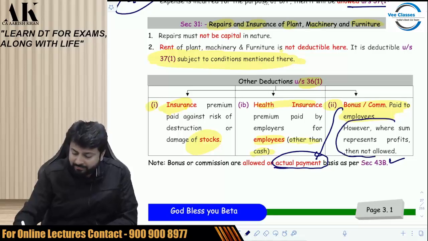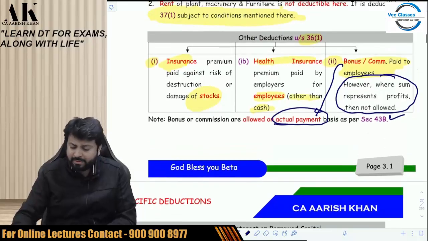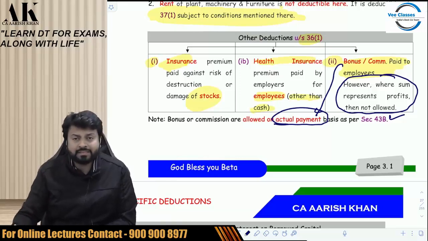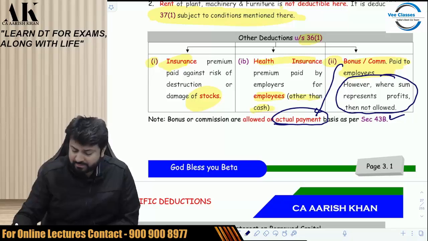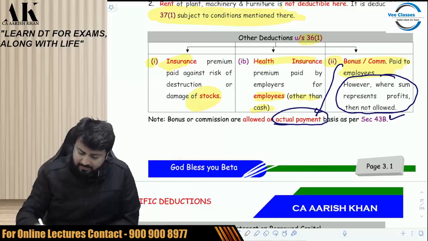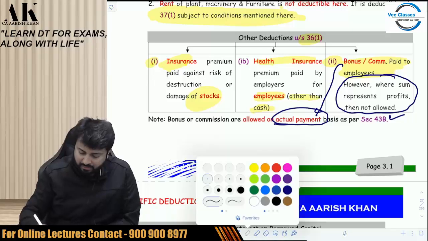Now there is one paragraph over here which is technical. Let me explain this technical paragraph with the help of an example. However, where some represent profits, then not allowed. Now what do I mean by this? There are certain categories of assessee who try to evade tax in a certain manner. Let me tell you how.